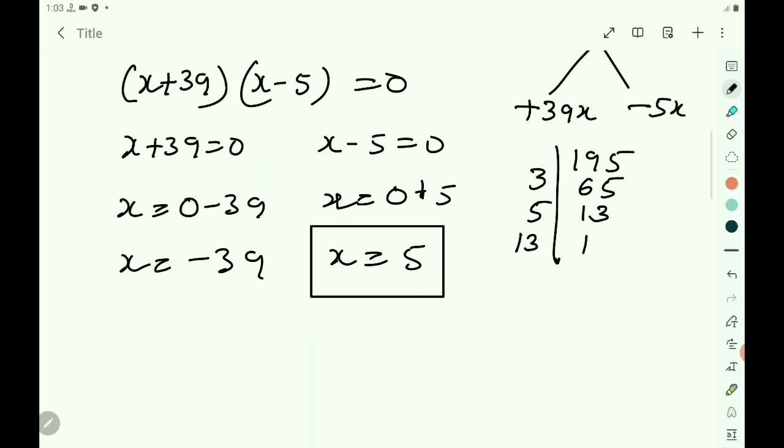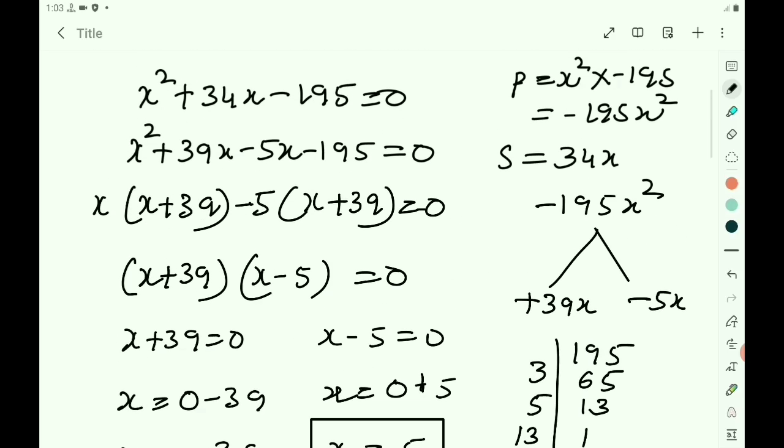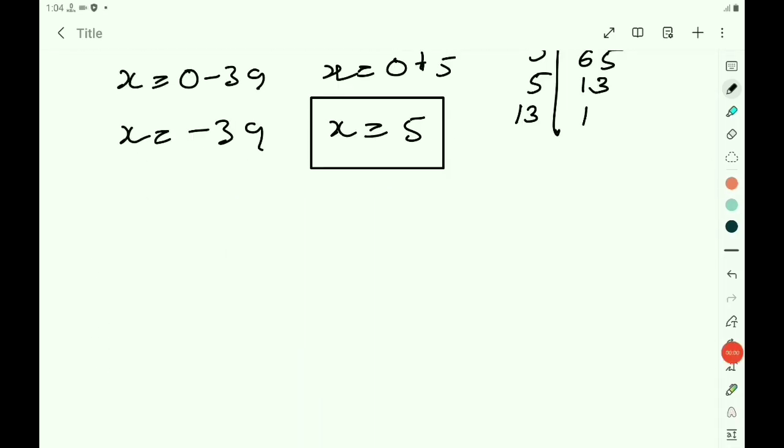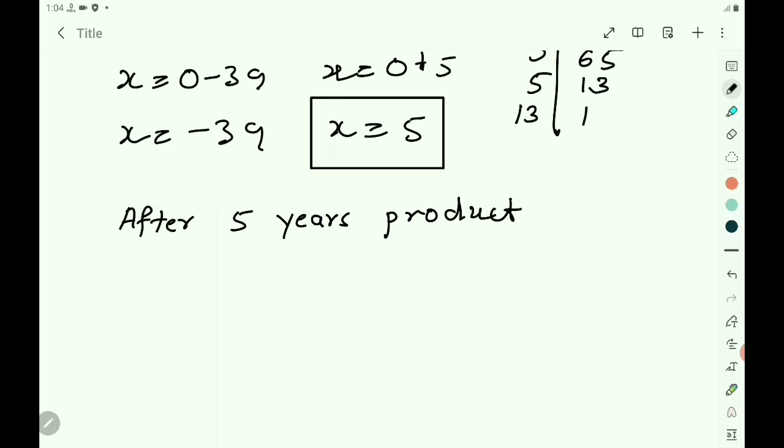So, after how many years does the product of their ages become 480? After 5 years, the product of their ages becomes equal to 480.